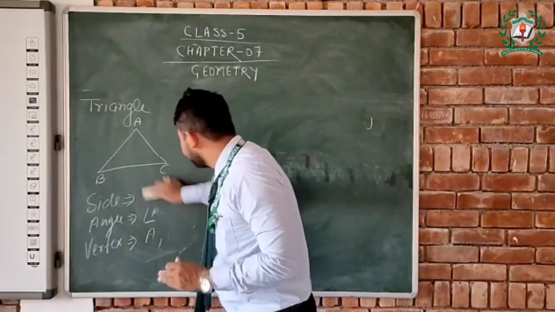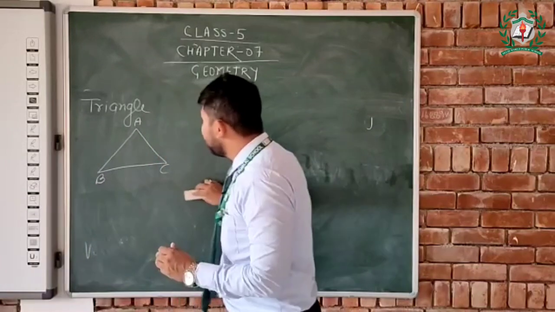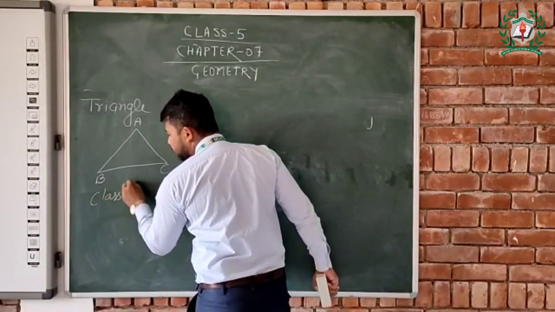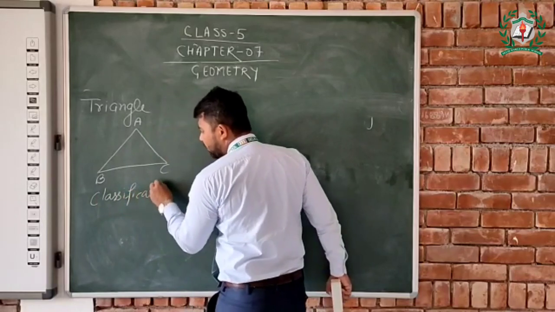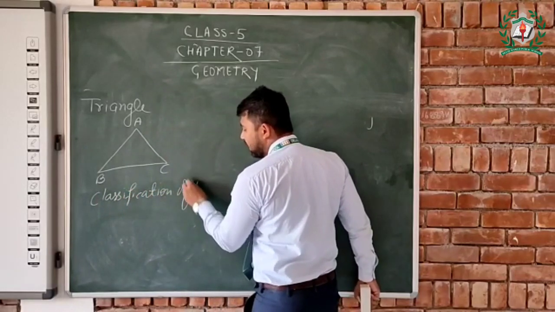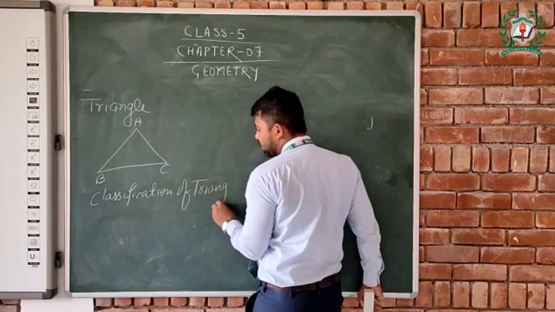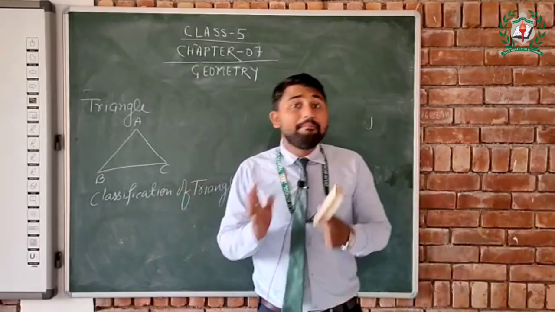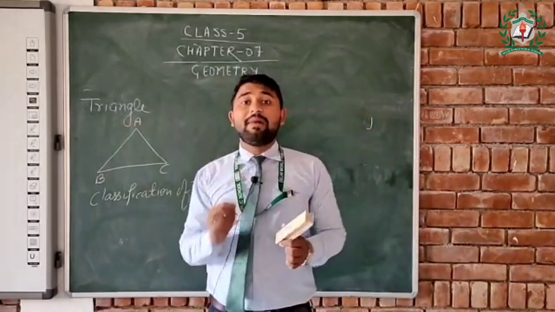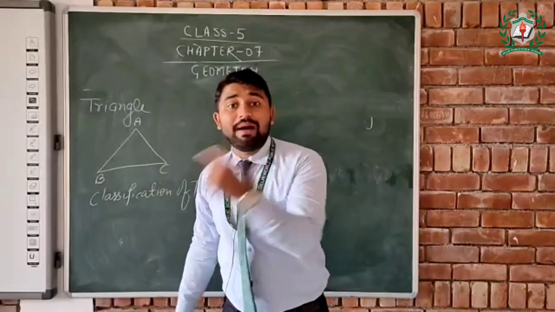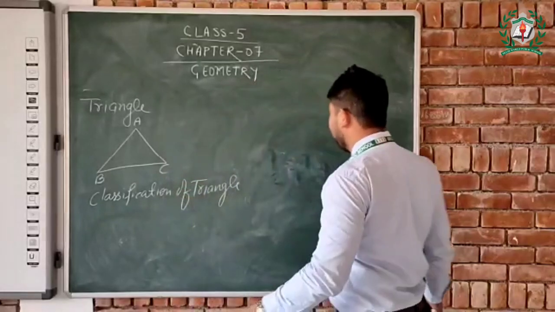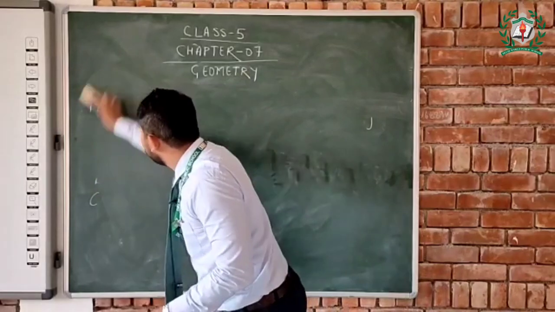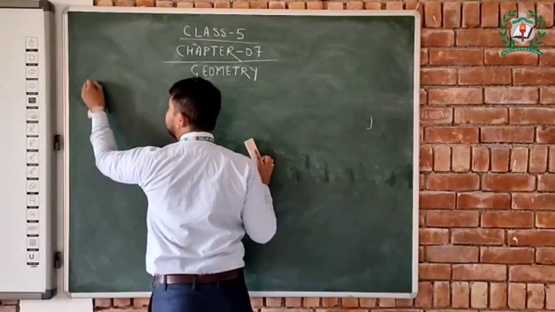Now after the triangle, the next topic is the classification of triangles. Triangles are divided into two parts. First, by sides: triangles are of three types.